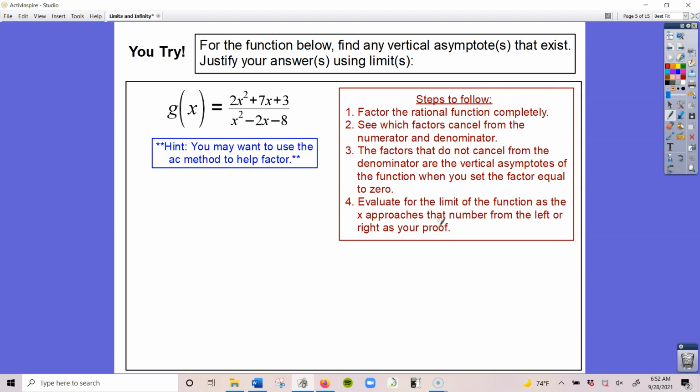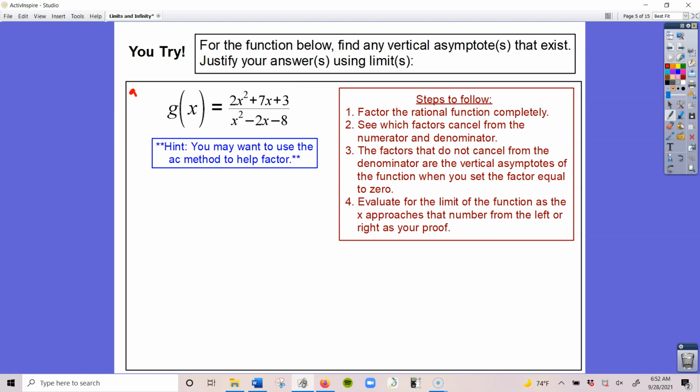So I have here on the side some steps that we can follow. The first step, as I stated, is to factor the rational function completely. Now if you look in the numerator, we have a 2 in front of the x squared that I cannot factor out because 7 and 3 are not divisible by 2. So we're going to have to use the AC method.